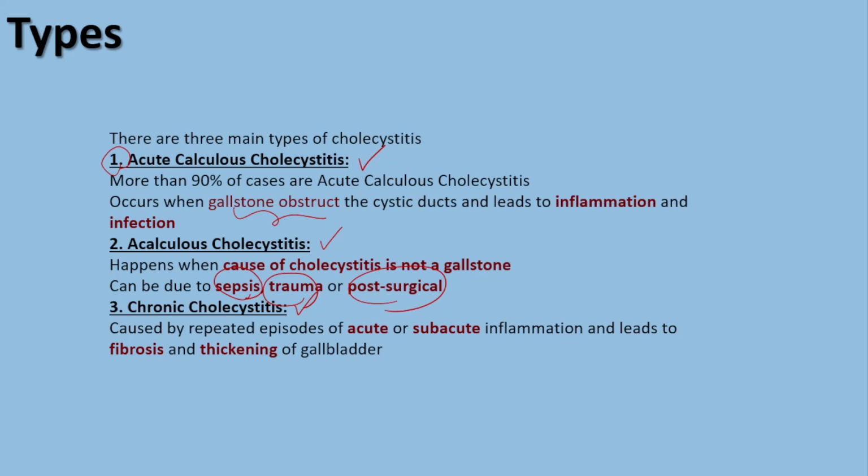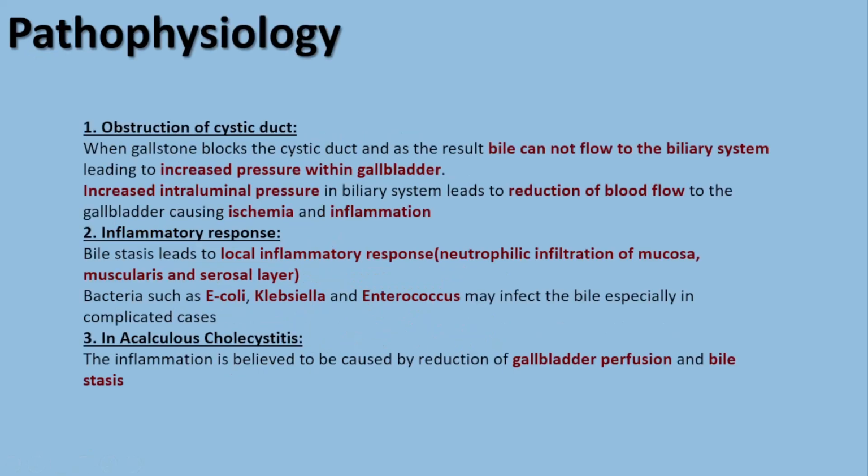Also, we can have chronic cholecystitis, and it can be due to repetitive acute and subacute episodes of inflammation of the gallbladder, and as a result here we can have fibrosis and thickening of the gallbladder. So what is the pathophysiology underlying cholecystitis?